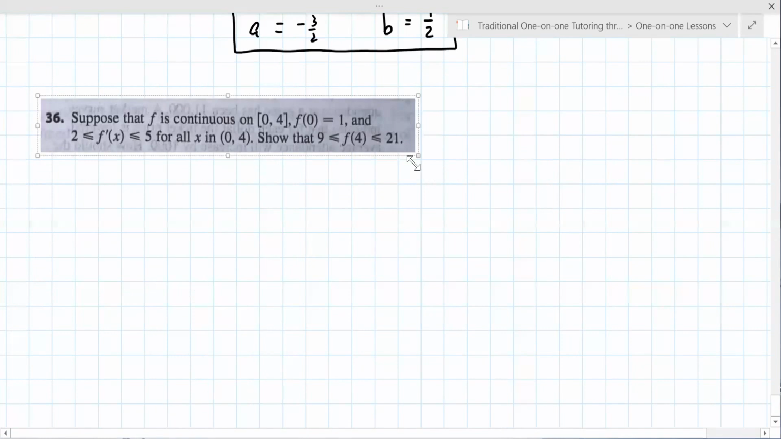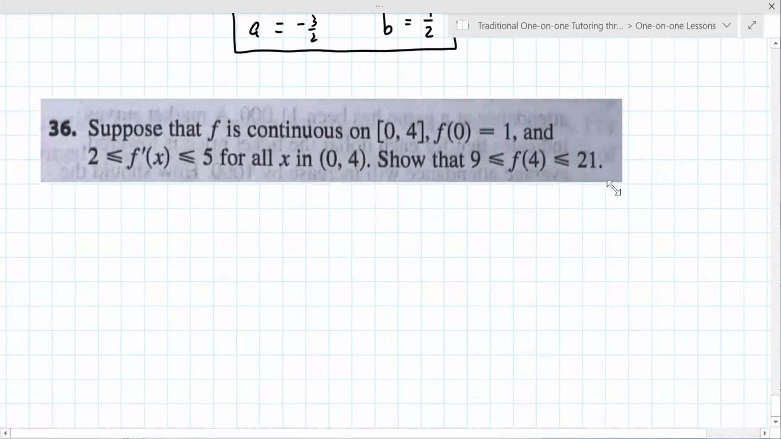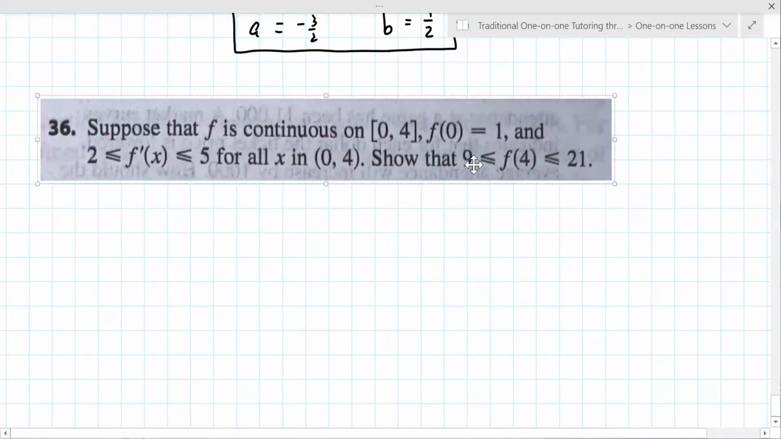Okay, suppose that f is continuous from 0 to 4. f of 0 equals 1. And from 2 to 5, the derivative is going from 2 to 5 for all x. Okay, so there's a lot there. Let's try to unpack that.